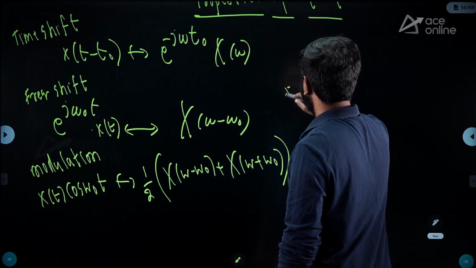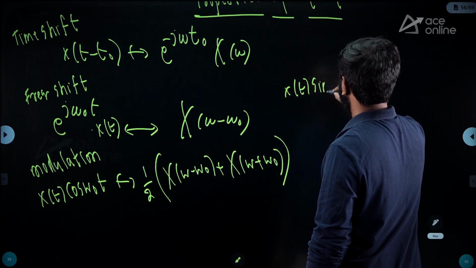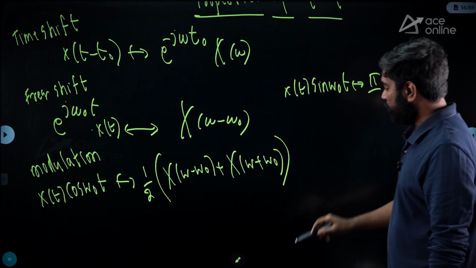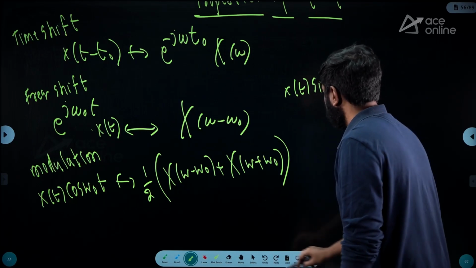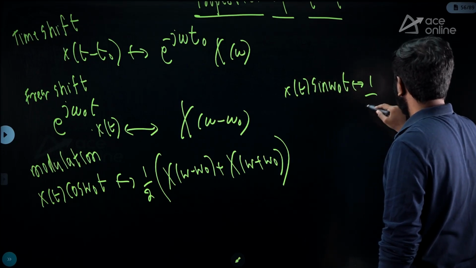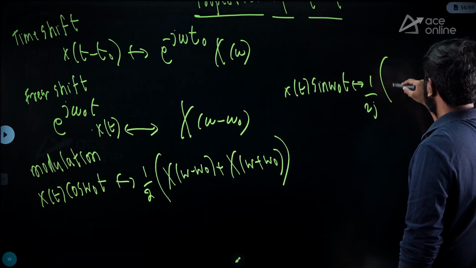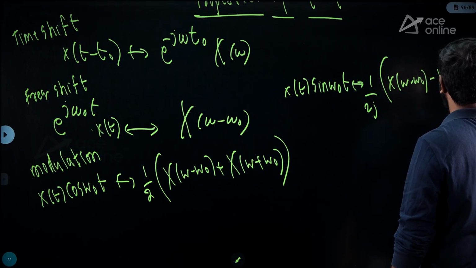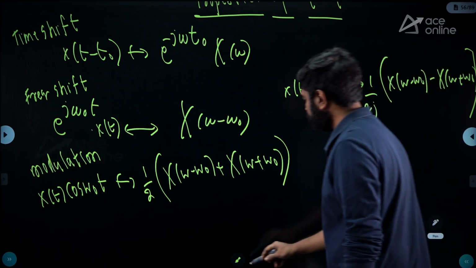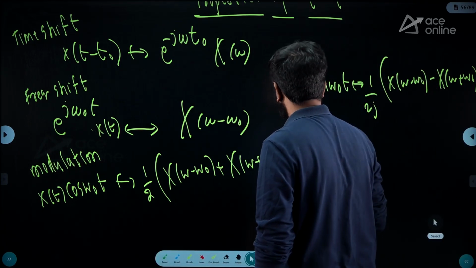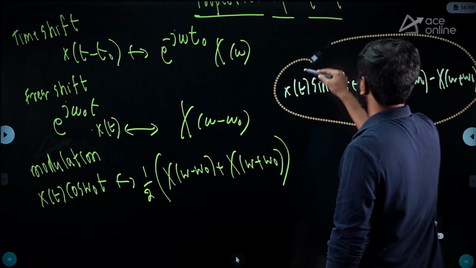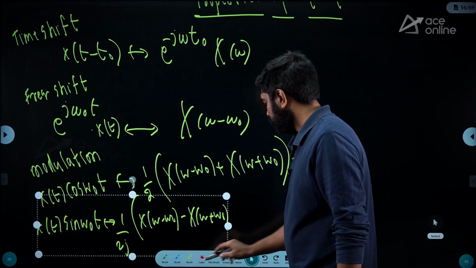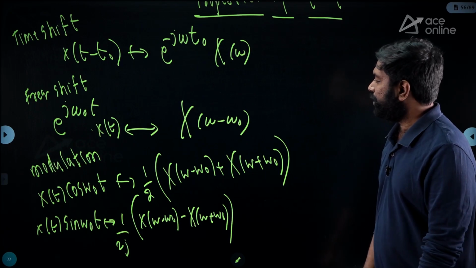There is another result like this, x of t into sin omega naught t, whose Fourier transform is 1 by 2j. See, I am also getting confused. It is 1 by 2j times X of omega minus omega naught minus X of omega plus omega naught. So let's put that formula here. This is called the modulation property, students.